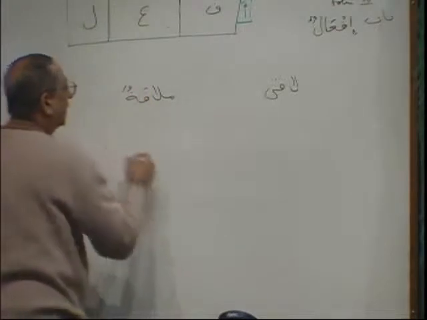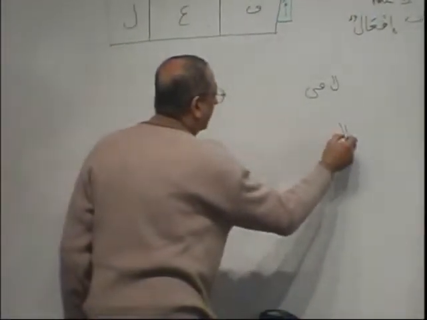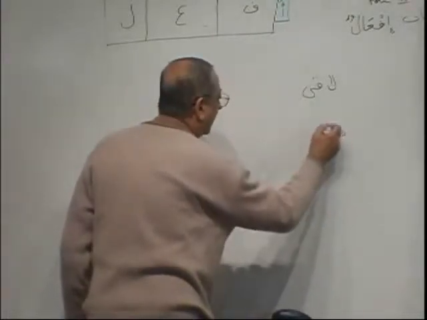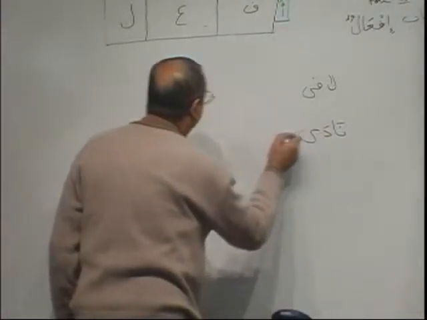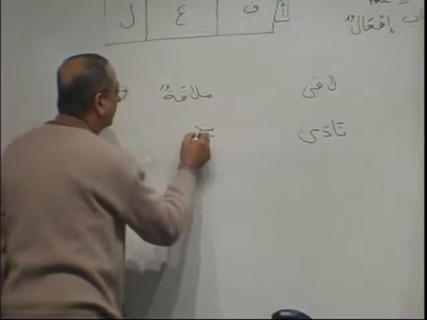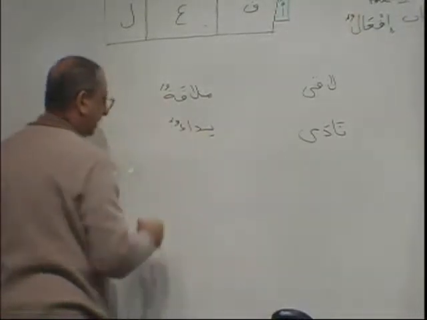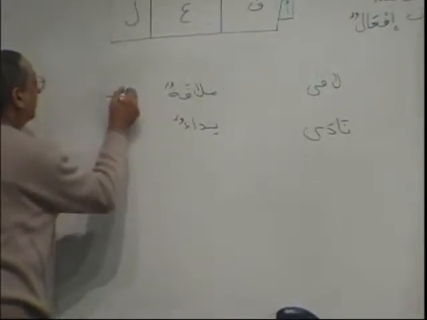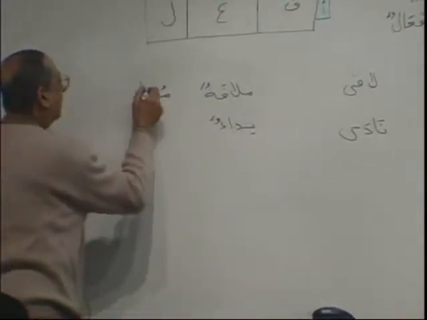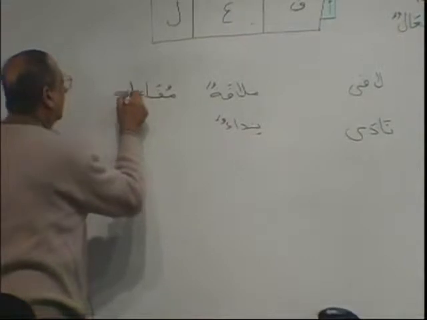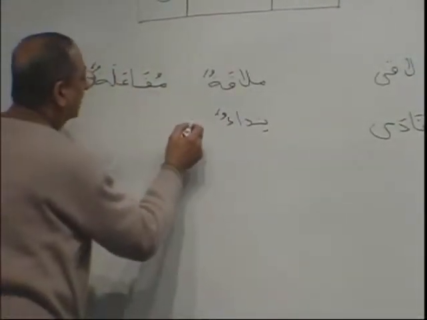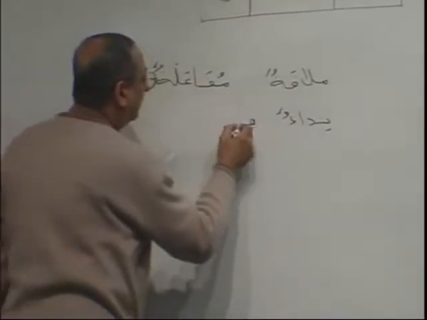Now, I have a question from Sister Madina. She said, how come you had the verb laka and it changed into mulakatun, and then we have verb nada and it changed into nidaun. Sister Madina, mulakatun is on the pattern of mufa'alatun. And nidaun is on the pattern of fi'al.